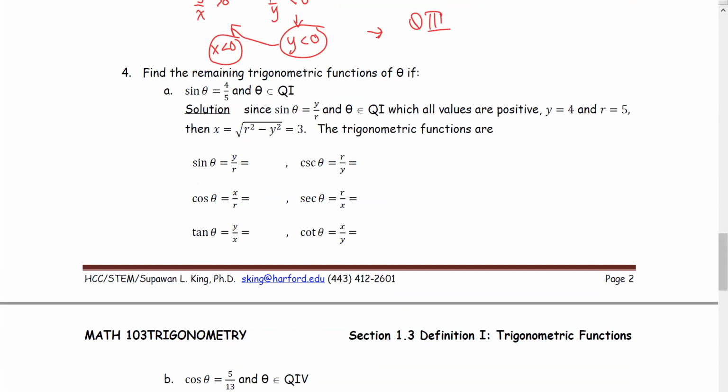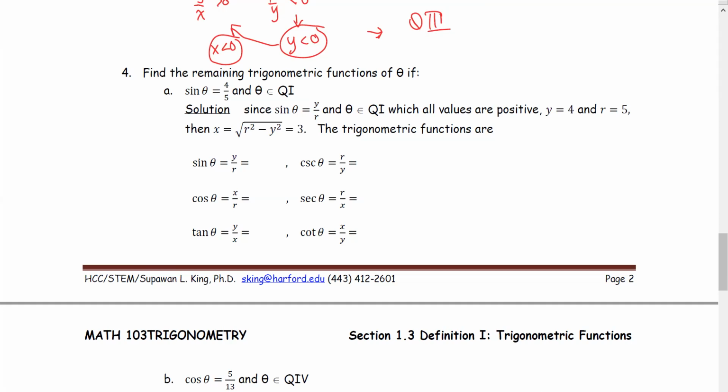Number 4, find the remaining trigonometric functions of theta. Part A, sine theta is 4 over 5, and theta is located in quadrant number 1. How to find it? First of all, since sine theta is defined by y over r, and theta is in quadrant 1, where all values are positive, y is 4, r is 5, therefore x will be the square root of r squared minus y squared, which returns 3.